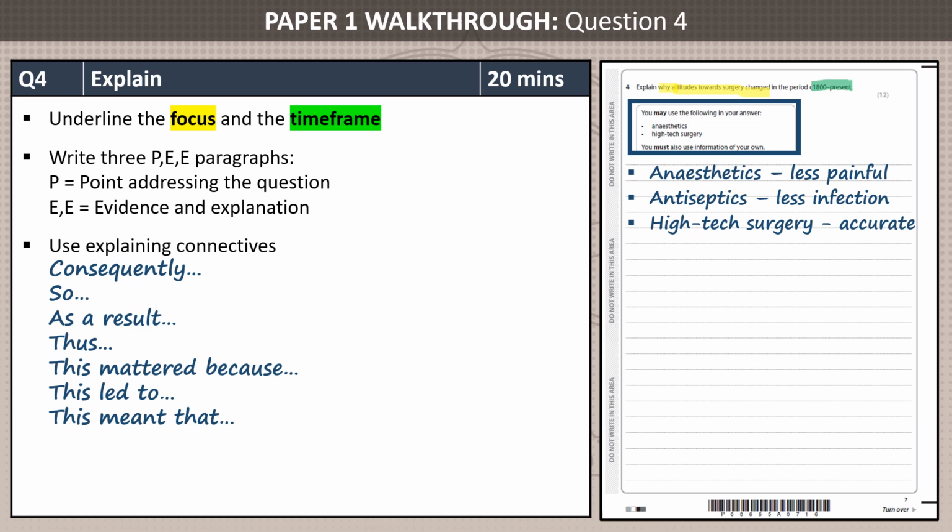The other thing to note here is that we don't need an introduction or a conclusion for this style of question. My final tip is that there is no need to give a balanced answer. For example, we don't need to write for and against, because we're not being asked to debate the pros and cons of something. We just have to explain why something happened.